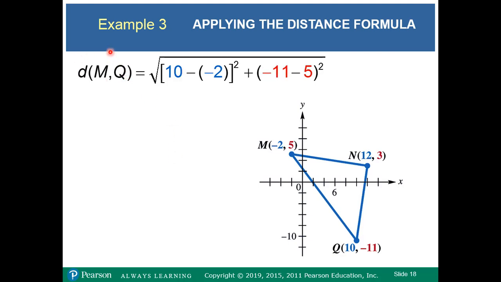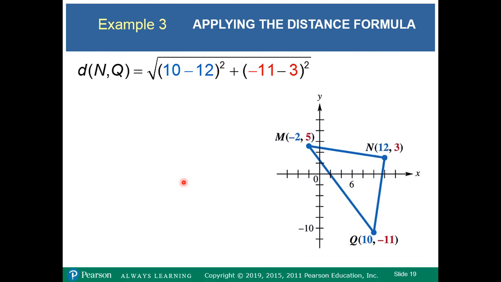Now let's find the distance MQ. So we're going to use these 2 points and plug them in. Then we simplify and see what we get, and we get the square root of 400, which is equal to 20. Now we're going to do the last one, NQ. We find the length of that side.